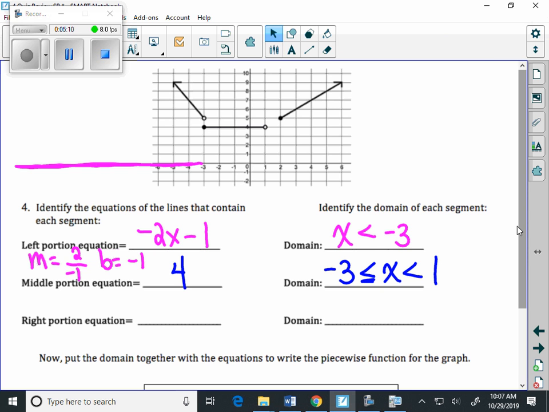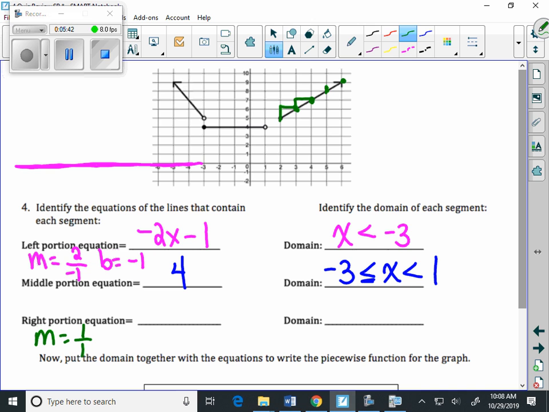Then we have one more piece to go. It's a ray. We're going to go to the right now. And the right portion, once again, we need to figure out what the slope is. And I just noticed some points on here. If we look at this, again, slope is rise over run. We went up one to the right one. So our slope is 1 over 1. And we have to find our y-intercept.